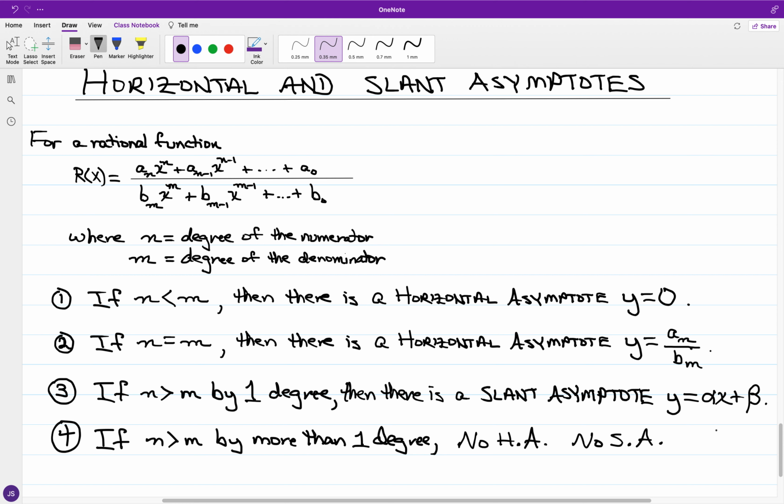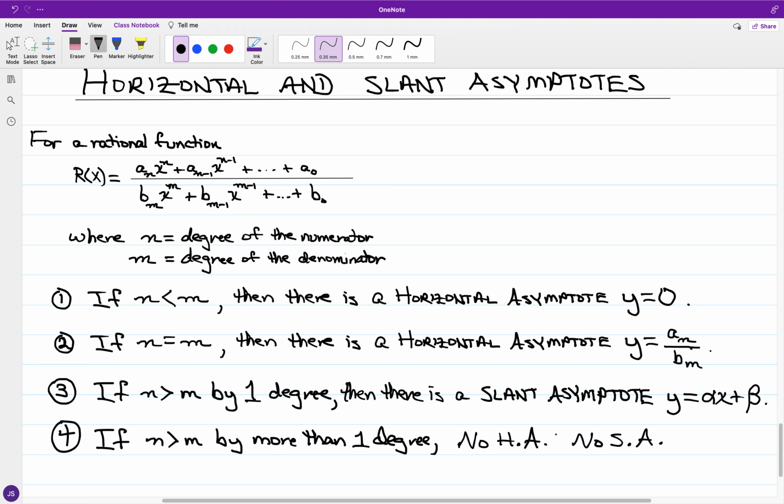So for rational functions, with polynomials in the numerator and denominator, along with vertical asymptotes, anything else is either going to be horizontal or slant, but it cannot be both, a horizontal asymptote and a slant asymptote. It's going to be one or the other. And if the degree of the numerator is 2 degrees or more than what's in the denominator, you're not going to have anything for the horizontal or slant asymptotes.